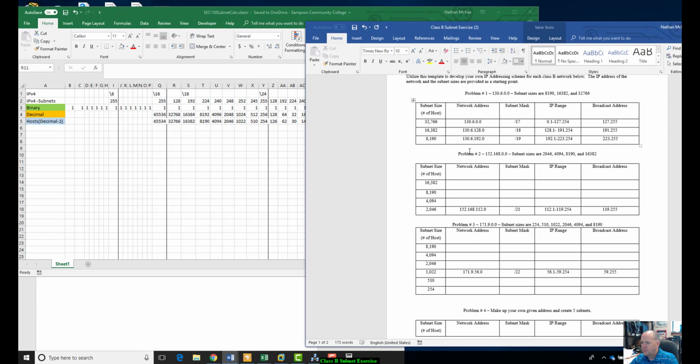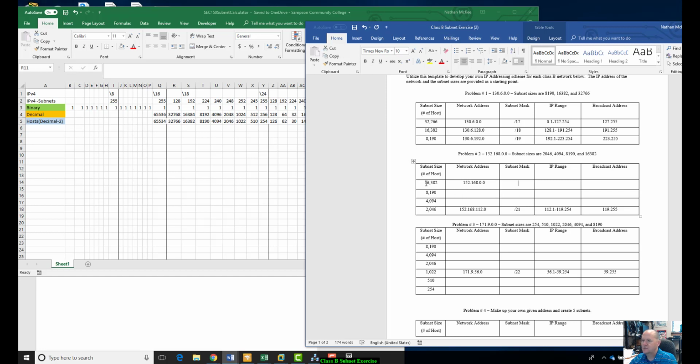All right, so we got problem 2, which is 152.168.0.0. So you really don't have to think about the first 2 octets. Those are set for you, and then the last 2 are zeros. Working with a Class B address, you're going to be able to use this octet and that octet for hosts. All right. So we know 152.168.0.0 is our network address.